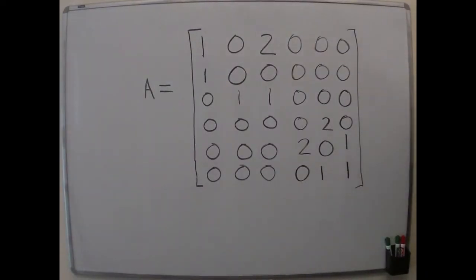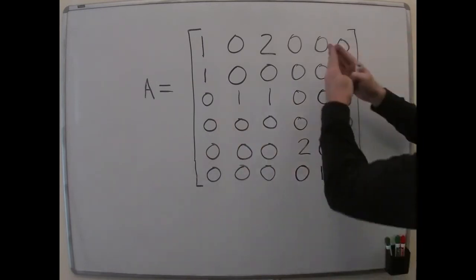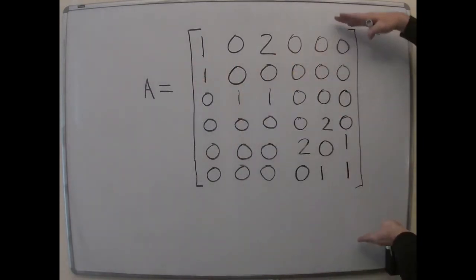Okay, so I've written a great huge matrix on the board here. This is a 6 by 6 matrix. Adjacency matrices are always what are called square, meaning the same number of columns as there are rows.